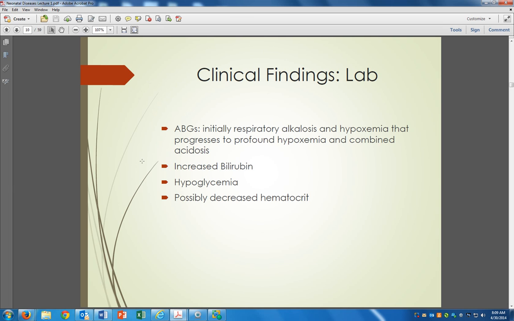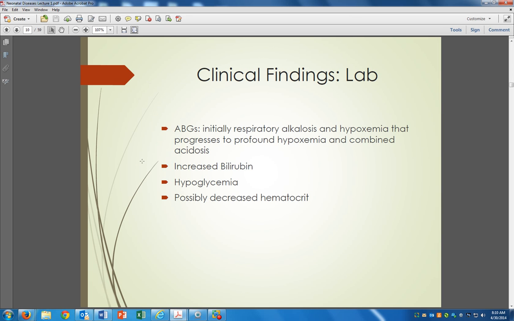Now, bilirubin, remember, is processed by the liver. So oftentimes these babies will also be under a Billy light in order to convert the bilirubin from an unconjugated to a conjugated form to be removed from the body. Hypoglycemia. Because the baby's under stress, they'll be burning sugar. As they burn sugar, it results in a low blood sugar level or hypoglycemia.